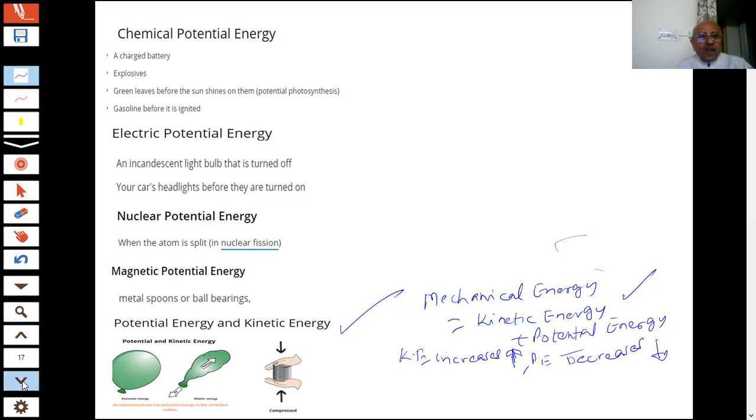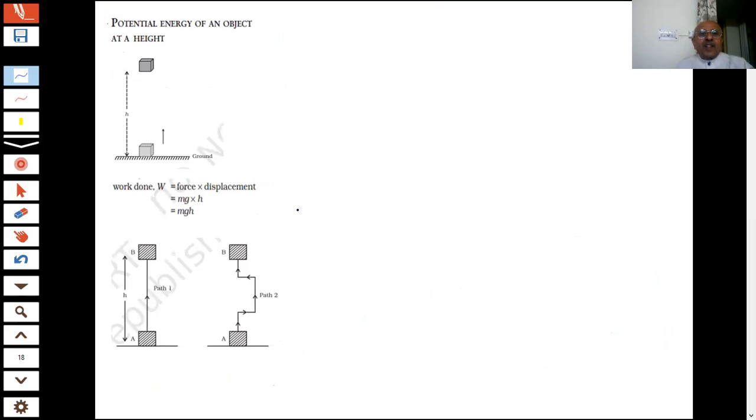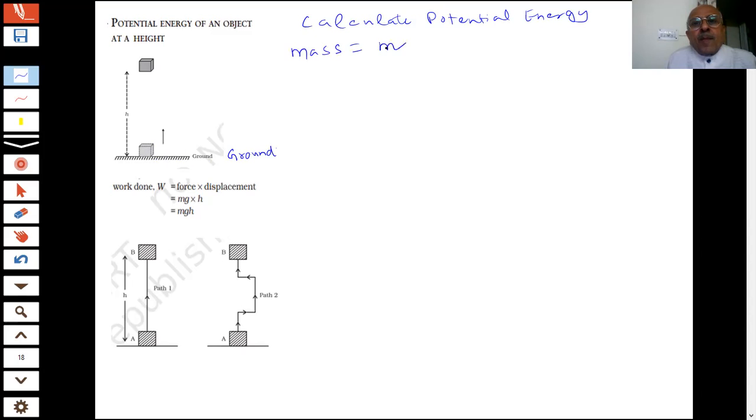You have any doubt? Now the question is, how do we calculate the potential energy of an object at a height? Calculate potential energy. Consider this is an object, student. This is an object here. This is at the ground level. At the ground level, the object. The mass of the object is m.